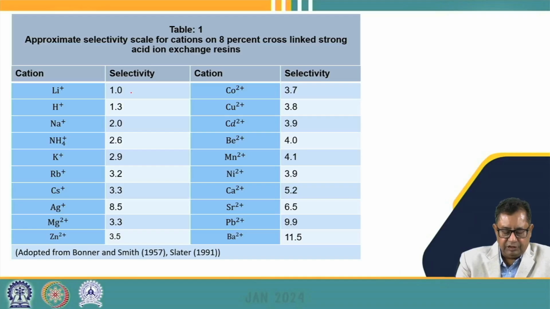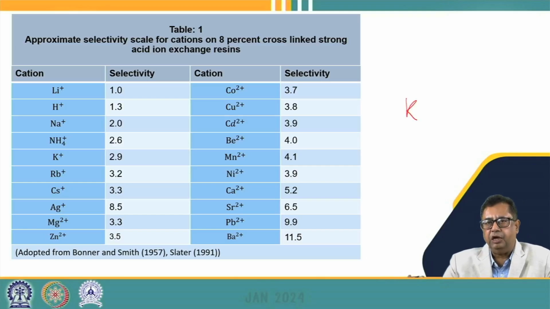For example, lithium has 1.3, sodium has 2. So these values tell us about the K values which we get when different types of reactions are happening in the ion exchange resins. So these K values represent the selectivity of various ions over the H plus ions.